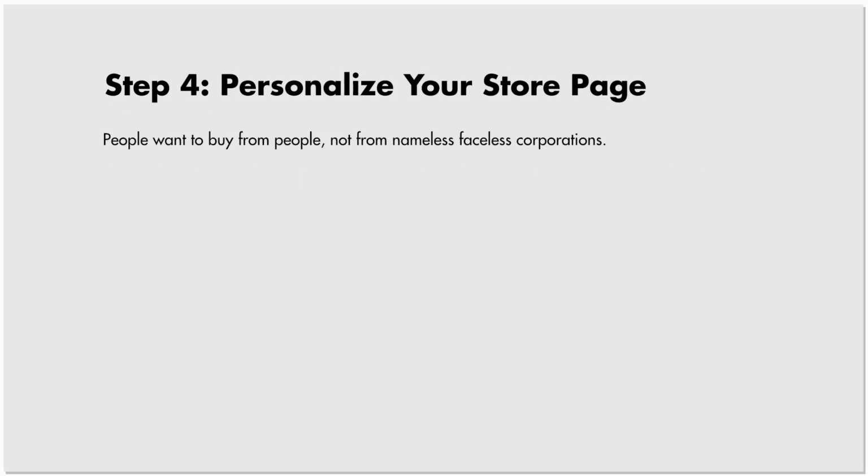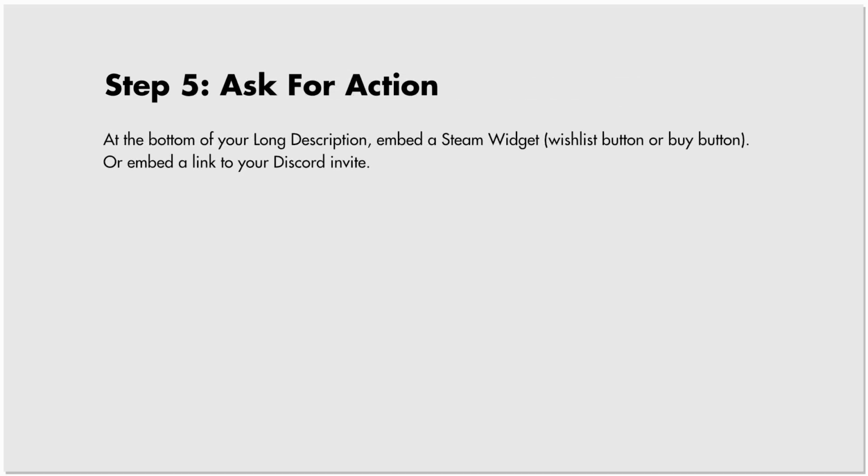Step 4 is personalize your store page by having a little section talking about yourself, because people want to buy from people, not from nameless, faceless corporations. Okay, step 5 is ask for action. So at the very bottom of your long description, embed a Steam widget, so basically your wishlist button or your buy button, or embed a link to your Discord invite.